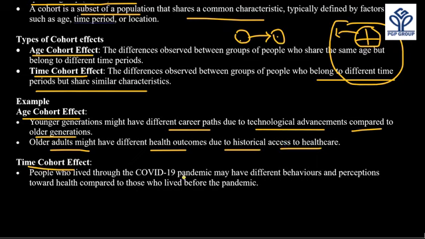Then the time cohort means the people who lived through the COVID-19 pandemic may have different behavior and perceptions toward health compared to those who lived before the pandemic. So there are two different types of cohort effect: one is the age cohort effect, then the time cohort effect. The same thing is applicable in data analysis also.